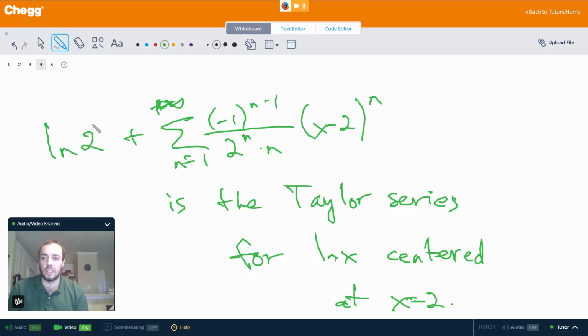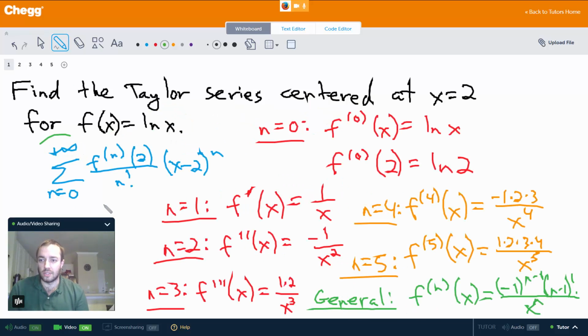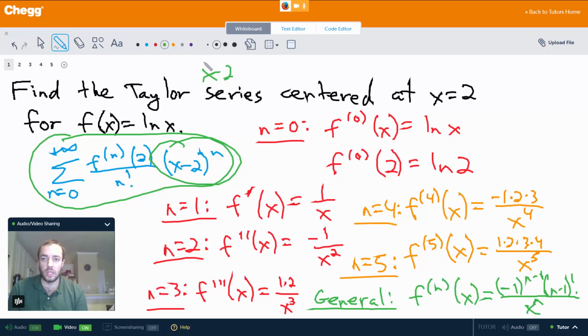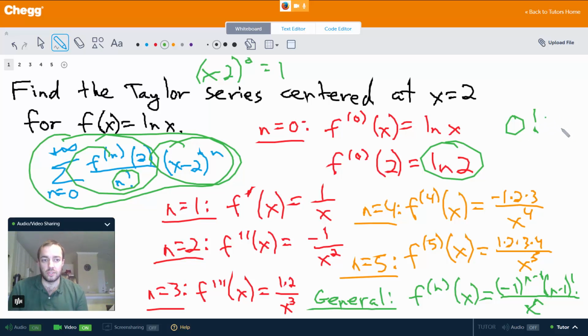Okay. Now if you're wondering why do we just slap on this natural log of 2 and just add it to that, well, because remember in general what we have is this, the sum from n equals 0 to all that, but when n is 0, what's this piece right here? That's x minus 2 to the 0, which is just 1. So when n is 0, we just have this piece right here, the 0th derivative evaluated at 2, which is natural log of 2, and we're dividing it by 0 factorial. Okay, and 0 factorial is just 1. So when n is 0, the corresponding term is just the natural log of 2.